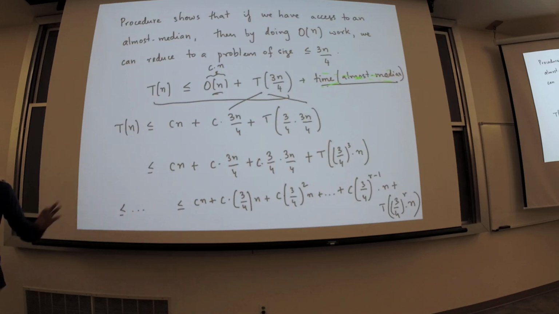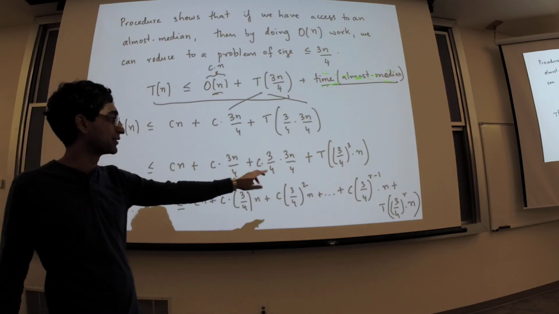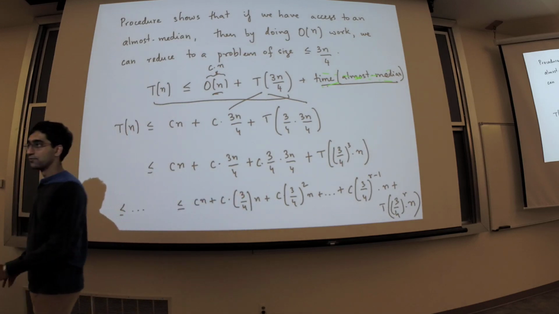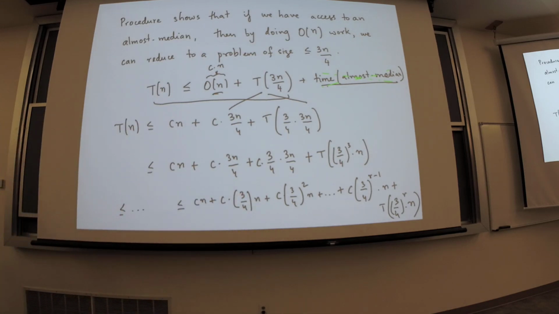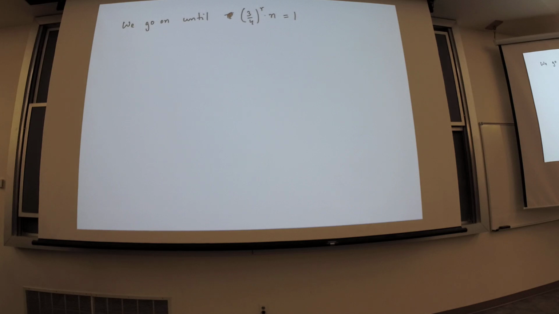Earlier it was always halving or something, so it was very trivial to get the log n. But here you should be able to see this also. So for what r will 3/4 to the power of r times n be equal to 1?